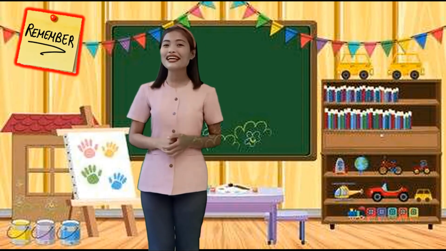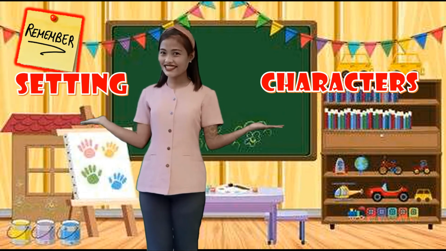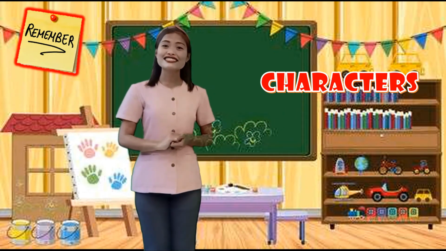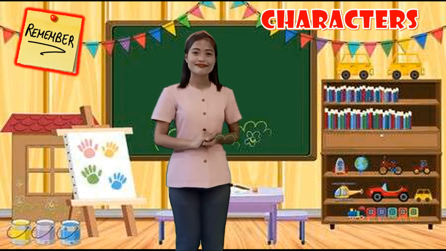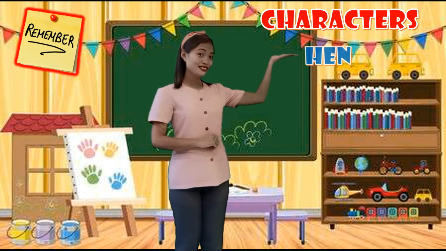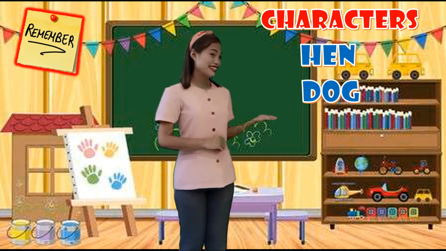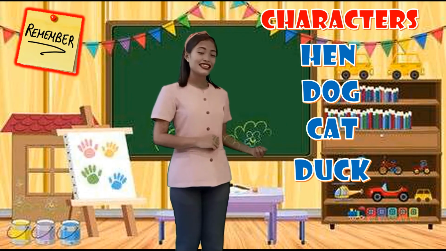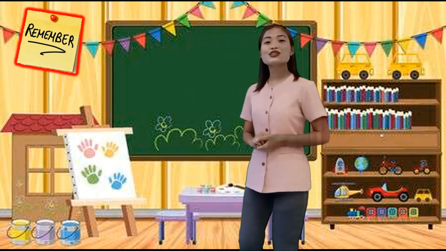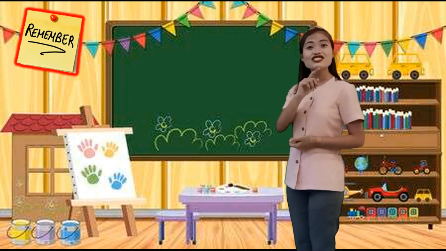Remember children, stories have character and setting. Let's list down the characters in the story. Hen, dog, cat, and duck. Now, let's describe each character in the story. Let's start with hen.